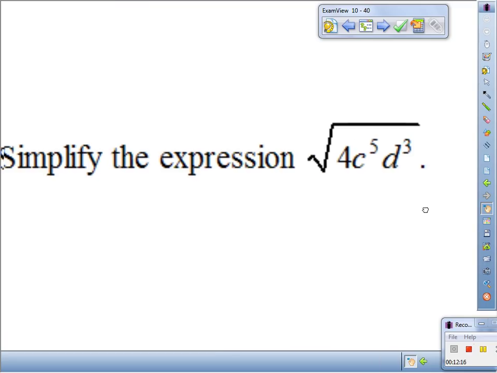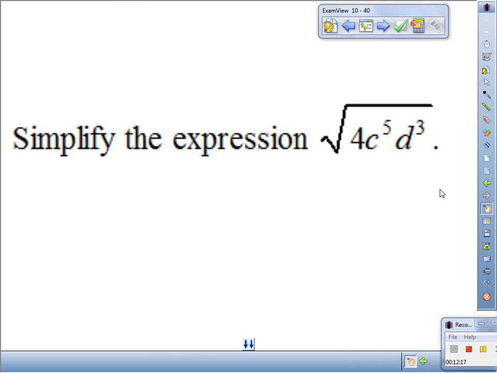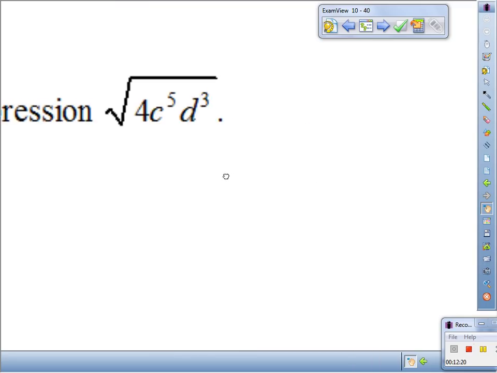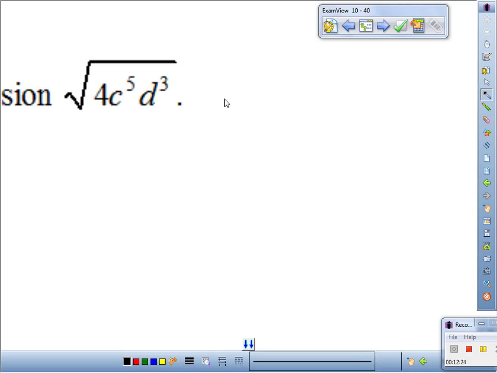Oh, this one. My goodness. Simplify the expression. I'm going to go over this one, and I'm going to give you another one so you can practice. Pay attention, please. Here it goes. I'm going to do this by parts.